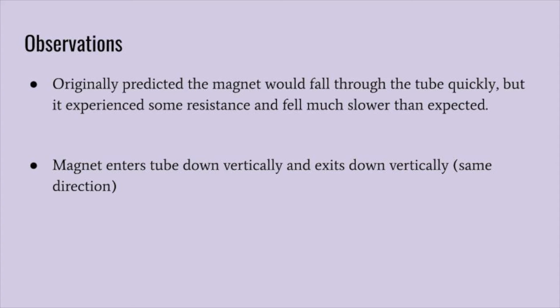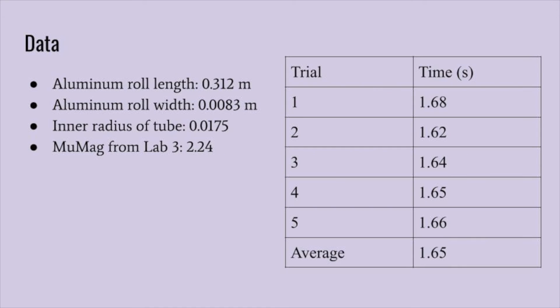For observations, I originally predicted that the magnet would fall through the tube quickly, but it experienced some resistance and fell much slower than expected. Also, the magnet enters the tube vertically and exits vertically, which is the same direction. 5 trials were completed and averaged together to find the average time of the data set. This was calculated to be 1.65 seconds.